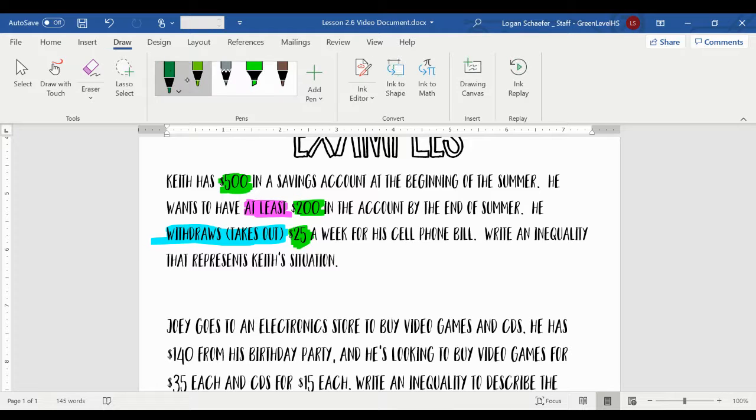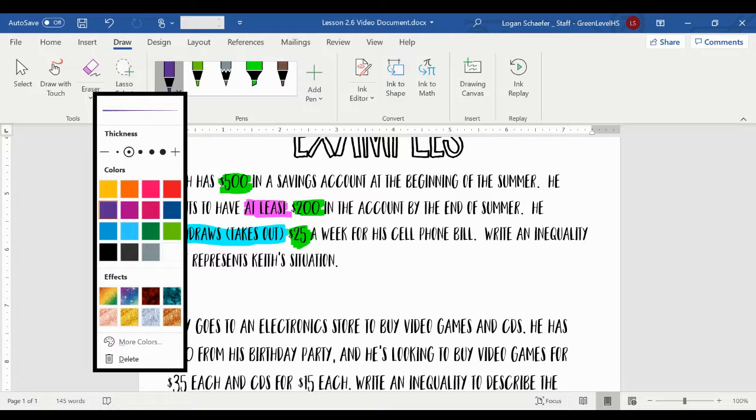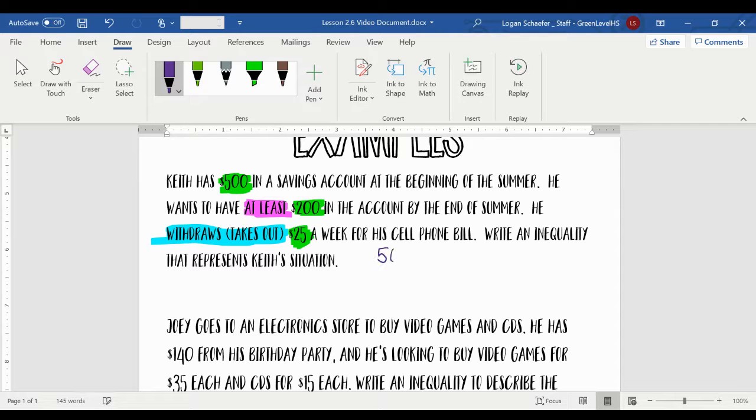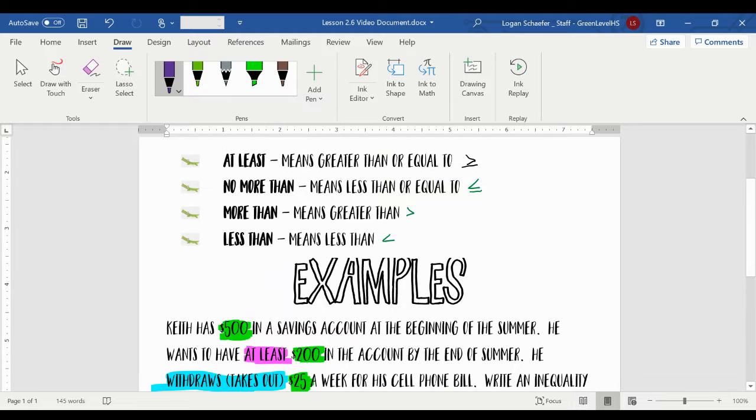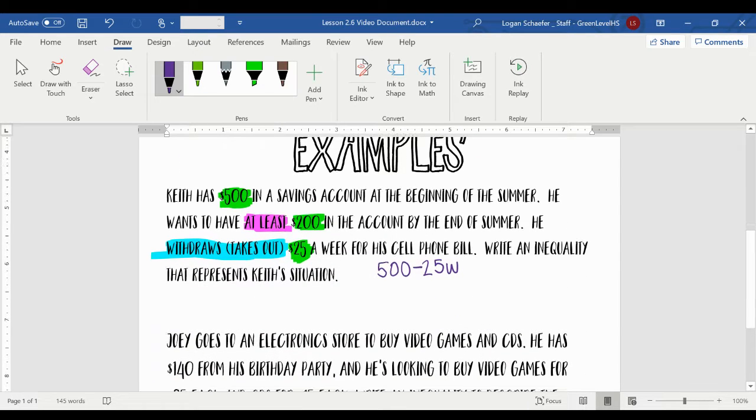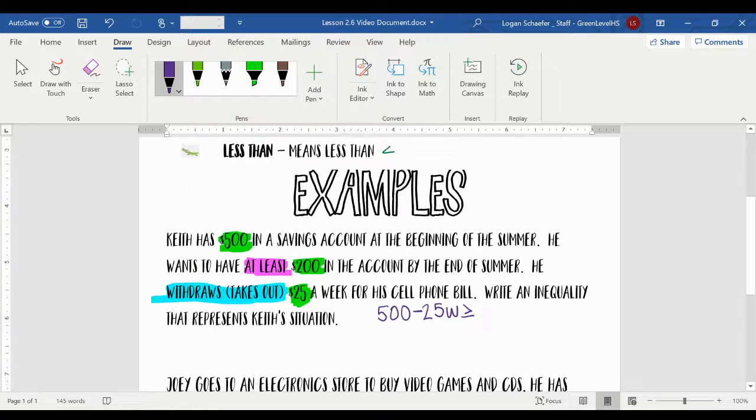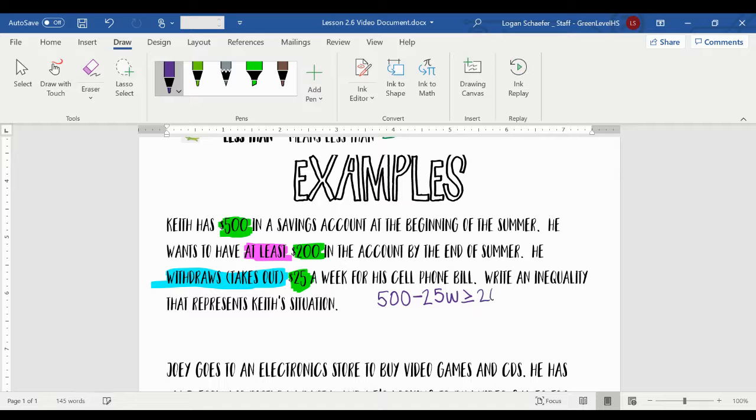So what we're going to do is start with the starting amount. And our starting amount was $500. And we are subtracting $25 a week. And I'm going to use W to represent week. For "at least," if you go back up and look at the previous video, at least means greater than or equal to. So we're going to say greater than or equal to $200. And that is our inequality because that's the amount we want, at least that amount or more after we're done.